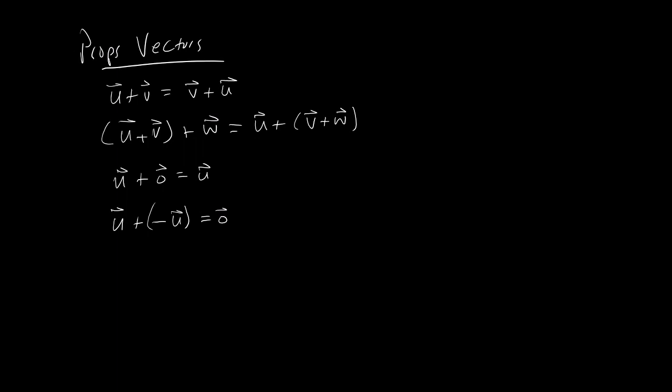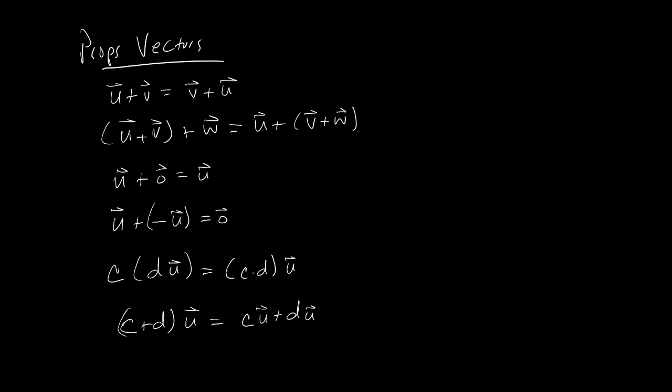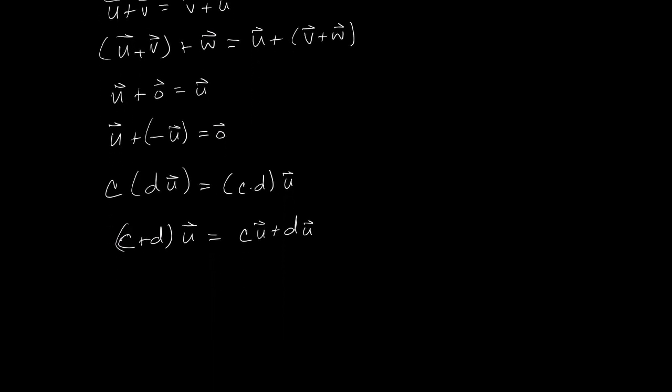Scalar multiplication: suppose I've got scalar c times d times vector u. That's the same as c times the quantity d times vector u. If I've got c plus d times u, that's equal to c times u plus d times u. So the distributive property holds. It holds for scalars and for the vectors. Suppose I have a scalar times the sum of two vectors. That's going to be cu plus cv.